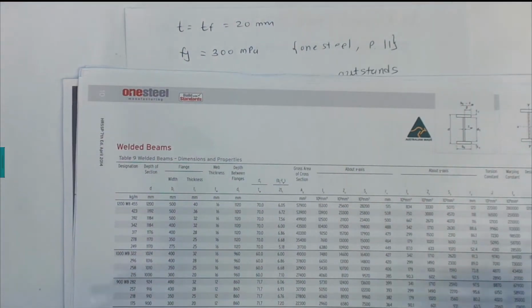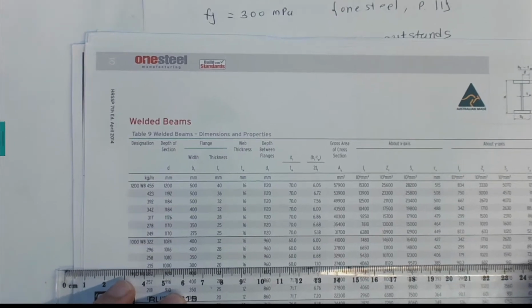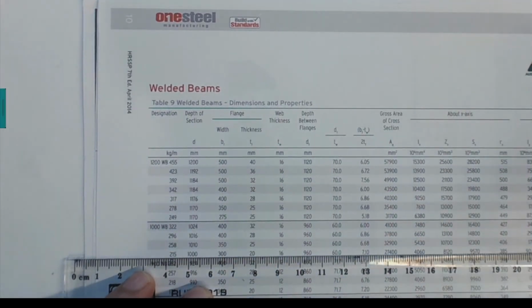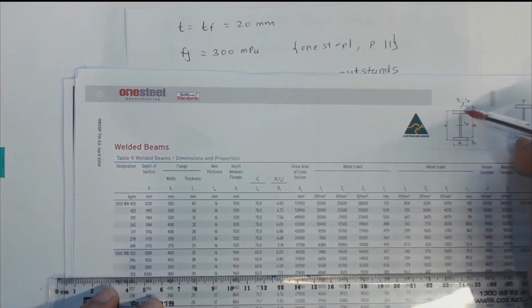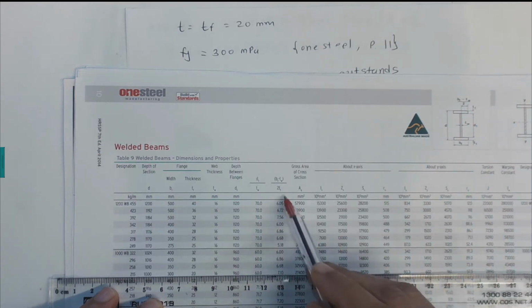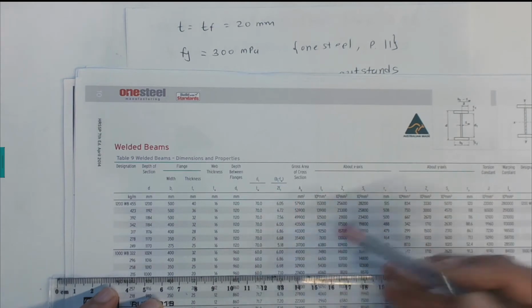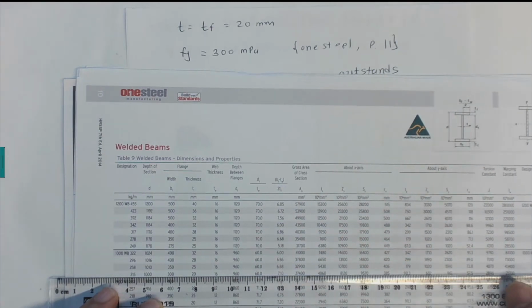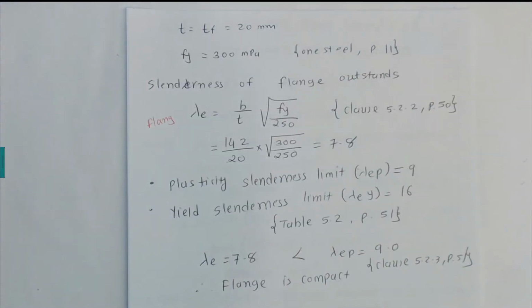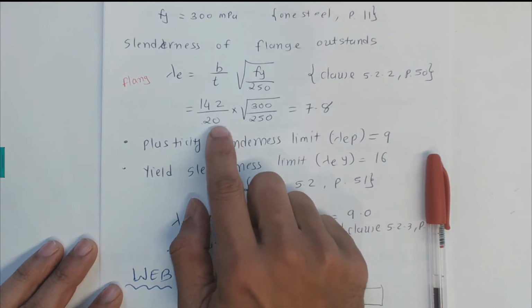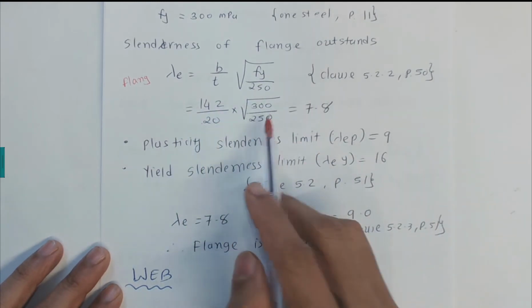Now how can we extract this? Let's look here at the 1000 WB 215. Basically we are looking for this small outstand, which is BF minus TW on 2, divided by the thickness of the flange, that is 7.10. So we can extract this 7.10 straight away from the One Steel tables, as you can see here. So we can find 142 divided by 20 from the One Steel tables and substitute the value.